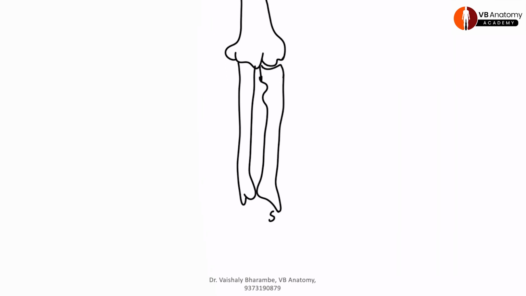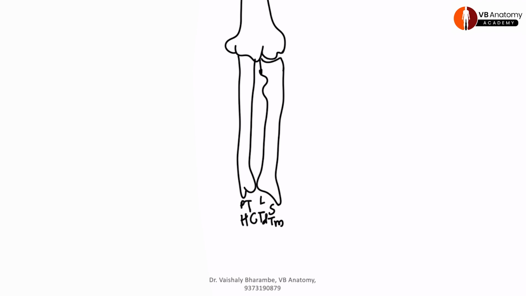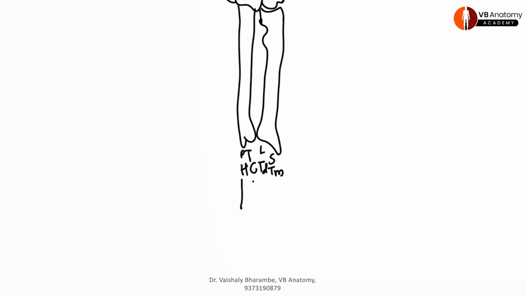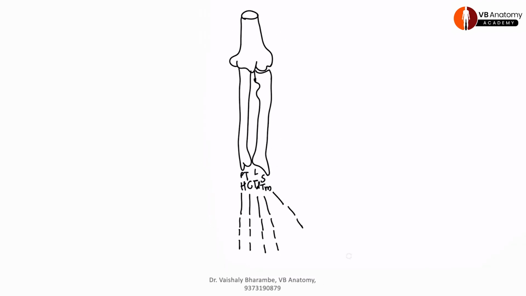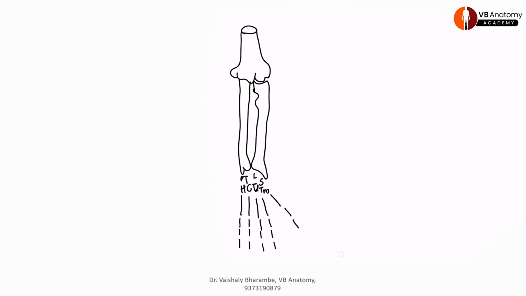So scaphoid, lunate, triquetral, pisiform, trapezium, trapezoid, capitate, hamate. Now let's add the metacarpals. 5, phalanges, 3, 3, 3, 3, and 2. There you got your hand in place now. Now let's begin to add the muscles.